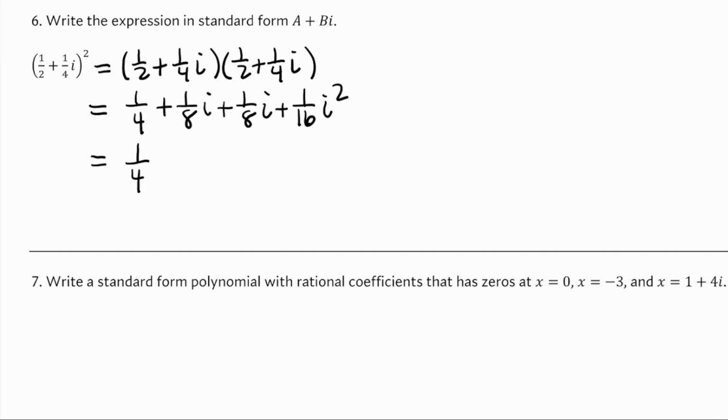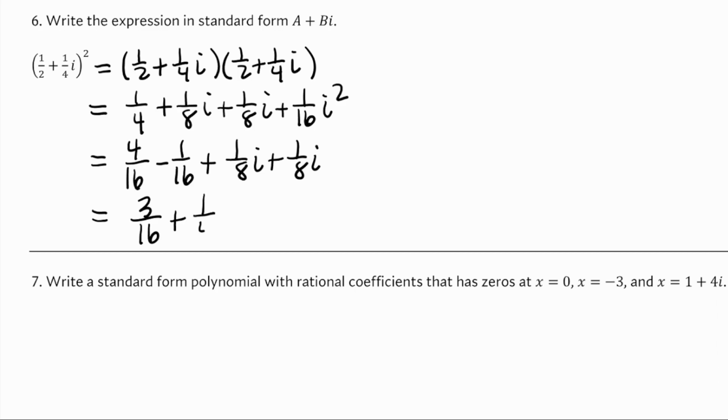Okay. i squared is negative 1, so that would be minus 1 over 16th. And 1/4 minus 1/16th, I know I'm going to have to put those together. I might as well call 1/4 4 over 16 to make this a little easier to look at. So I'm going to combine the like terms. 4 minus 1 would be 3/16, 1/8, and another 1/8 would be 2/8 or 1/4 of i.